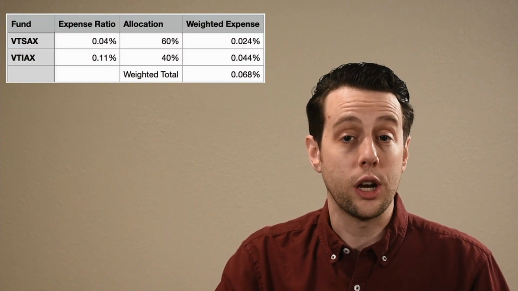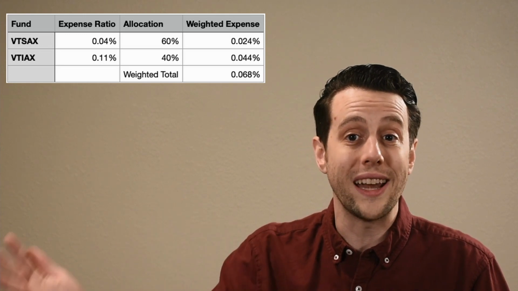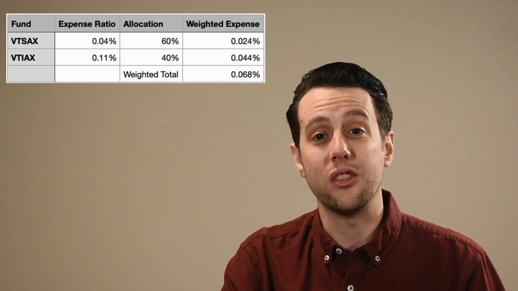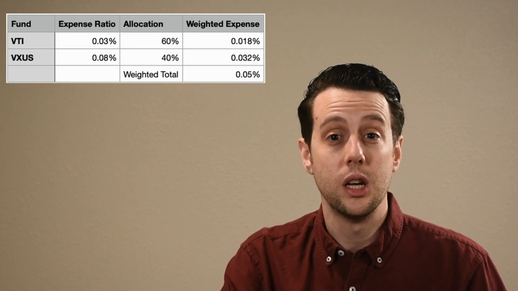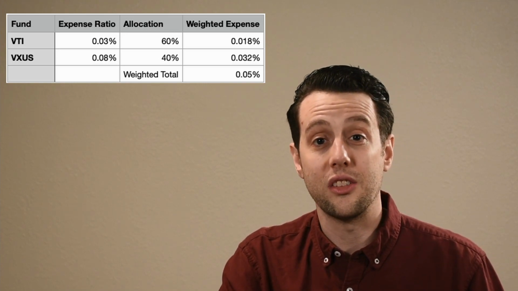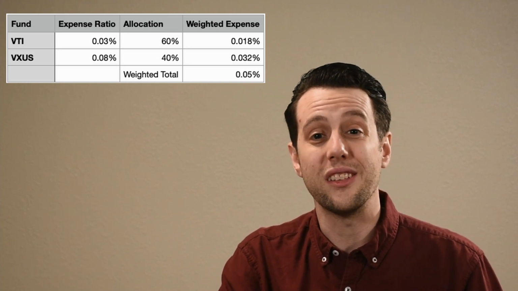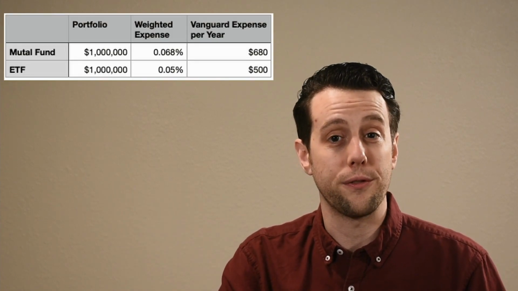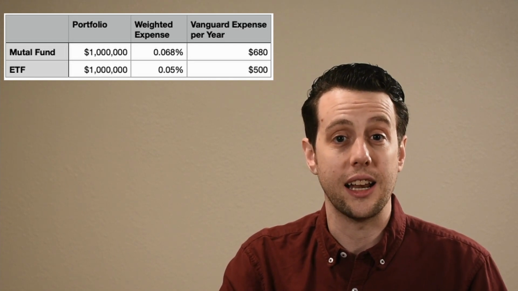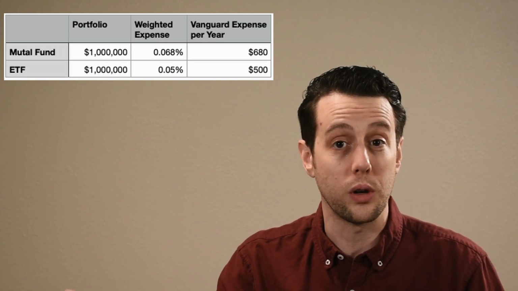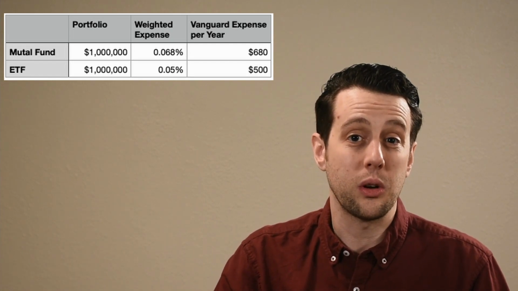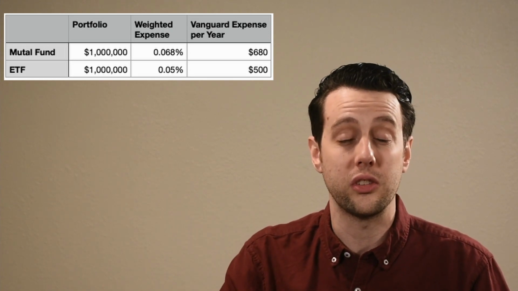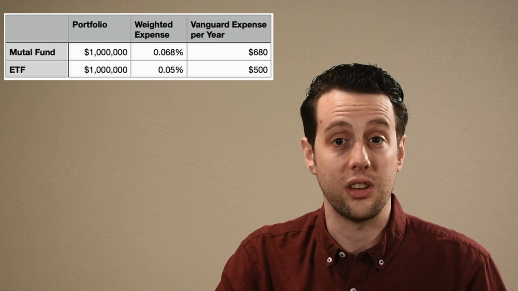This is roughly how I invest in my portfolio. At Vanguard, you could do this with the mutual funds with a weighted expense ratio of 0.068%. If you use the ETF share class instead, which are the same funds, but as ETFs, you could lower it to 0.05%. So how much is that? For the $1 million portfolio, you would pay $680 per year in expenses for the mutual funds and $500 per year for the ETFs. This is a reasonable amount of money you could possibly save with the Fidelity Zero indices.